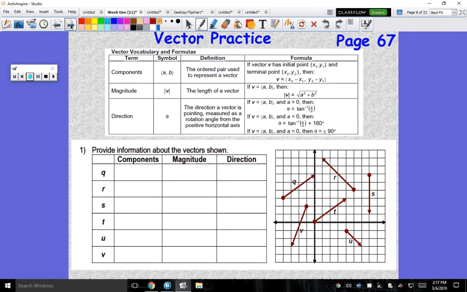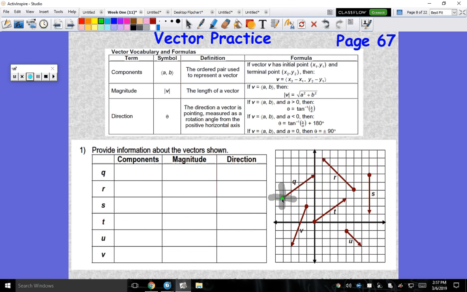Let's do Q first. Now, again, I am encouraging that idea of the world revolves around you during this unit, okay? So at Q, here is where I'm going to start. My components, the signs should be what? Positive, positive. Based off what I just drew right there. You with me? Now, this is my origin. So what route, the analogy that I've given you with vectors, would Q be?